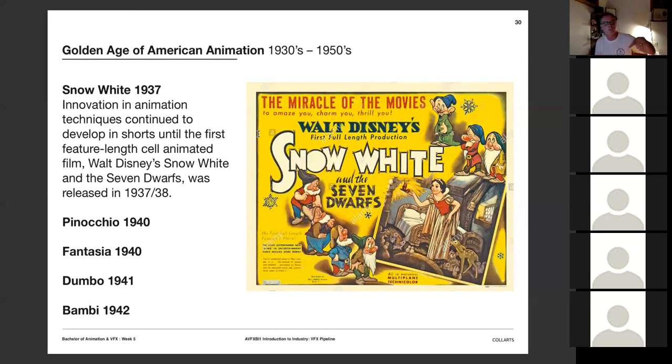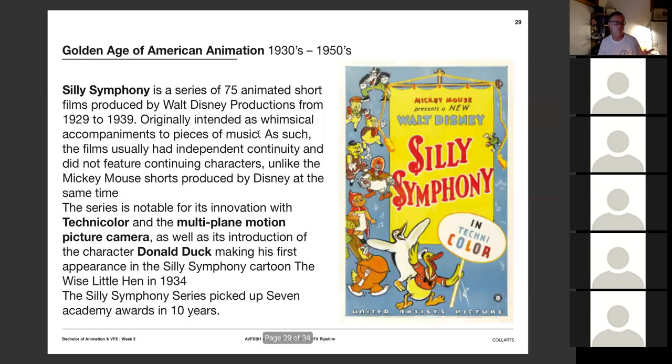And I stopped it there because I was starting to get into an era that I didn't have time to complete. I'll do that next week or the following week. But you can see they just started making these high-end feature films year after year after year, which was astonishing. The level of output was amazing. Whilst at the same time, they're still doing these things called the Silly Symphonies, these little throwaway, whimsical things, which is really interesting.